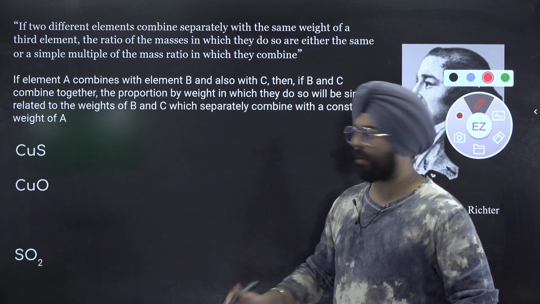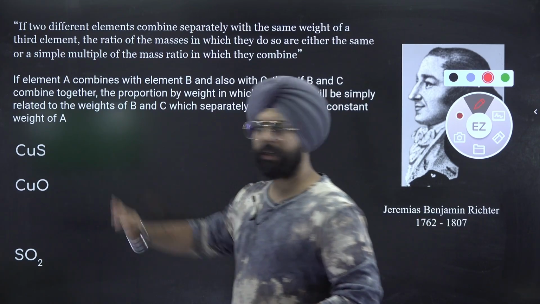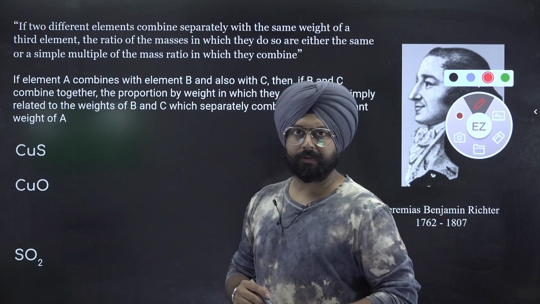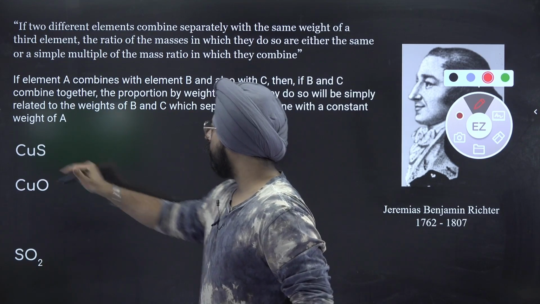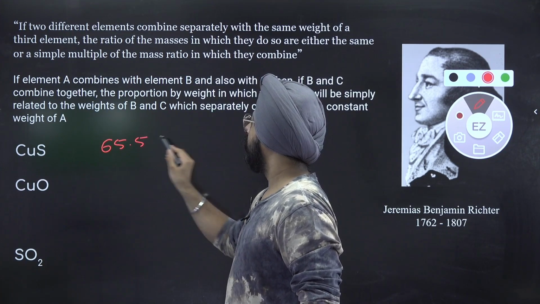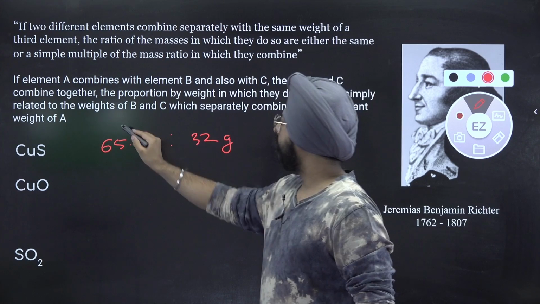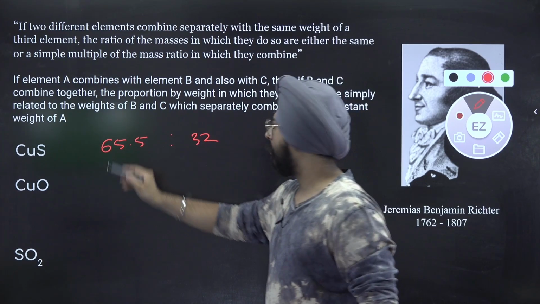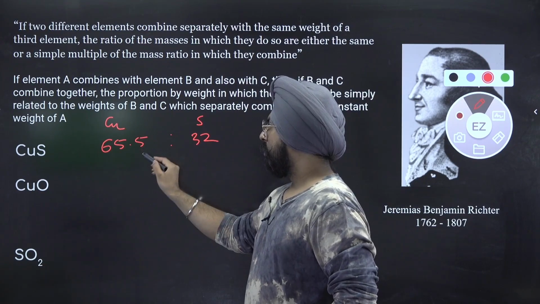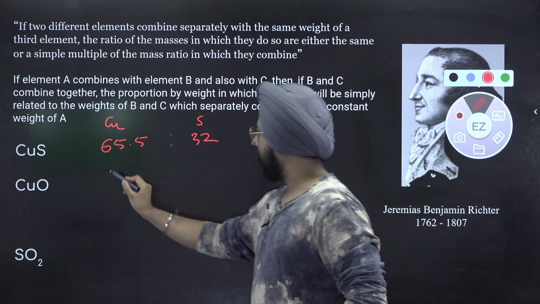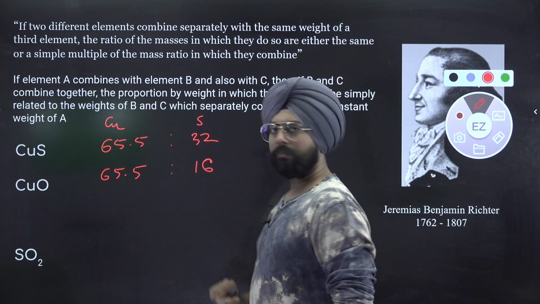Let's see this example. Copper with sulfur, copper with oxygen. Okay, fine. Now, over here, when copper combines with sulfur, what is the weight that they combine? Just take their atomic weights, okay? So, copper's atomic weight is 65.5 grams. It combines with 32 grams of sulfur, right? Everything is in grams, so don't worry about the unit also. This is copper, this is sulfur. At the same time, same amount of copper is reacting with oxygen, right? 65.5 is to 16, right?